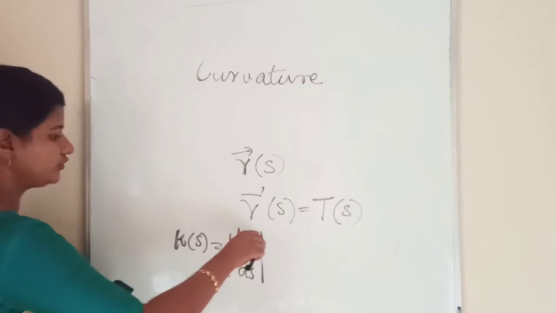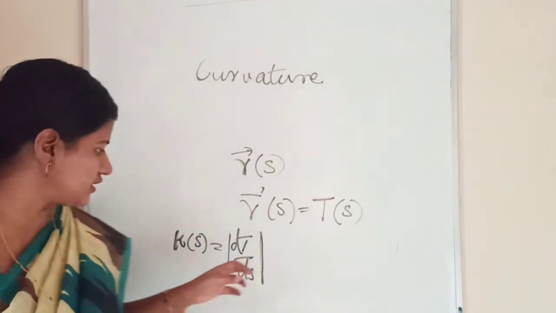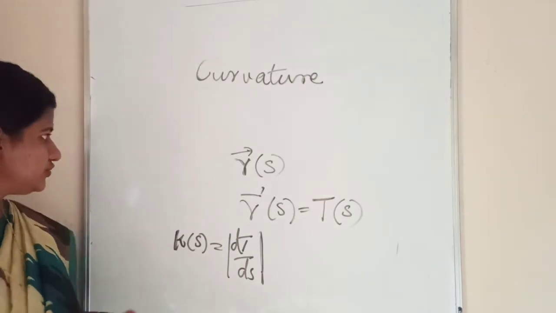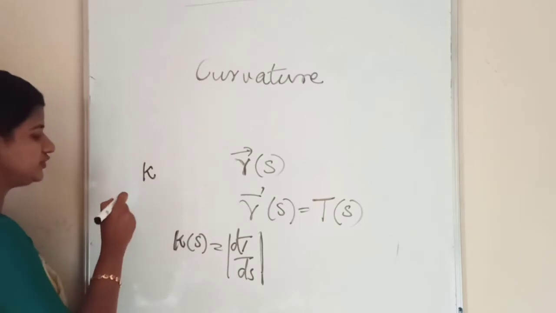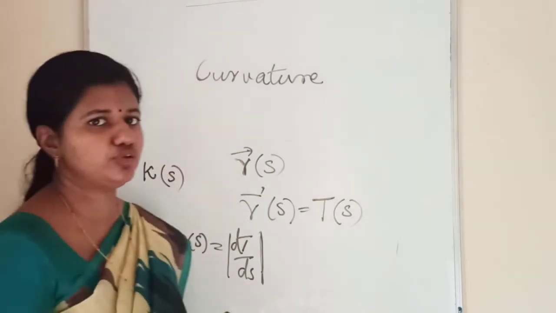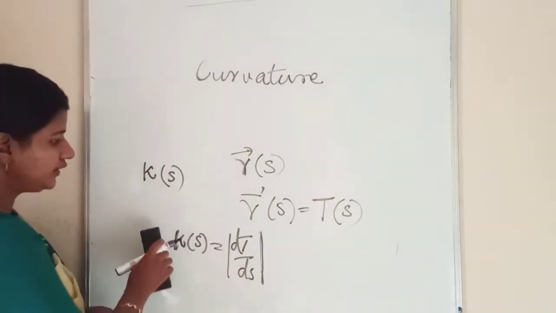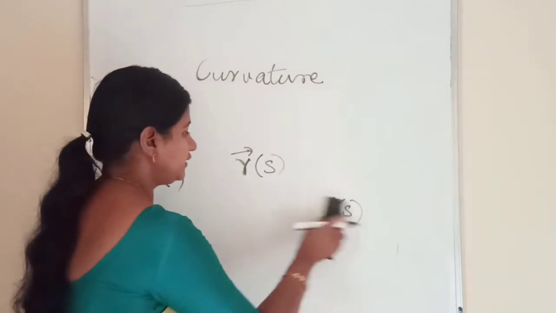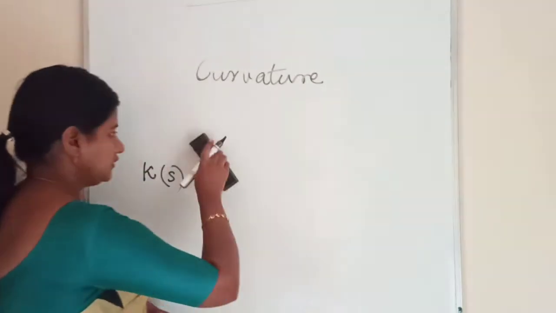That means if R of S is a curve after the parameterization, then curvature is denoted by the Greek letter kappa. Kappa of S is defined as the magnitude of the derivative of the unit tangent vector with respect to S. And we know that here we take the arc length parameterization for obtaining the unit speed tangent vector.